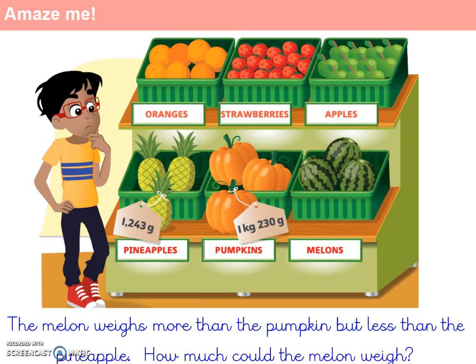For question 1b, we're asked, the melon weighs more than the pumpkin, but less than the pineapple. How much could the melon weigh? Think about how you're going to answer this. Are you going to answer this question by giving the mass in grams, or are you going to give the answer in kilograms and grams? And why do you think you're going to choose that?